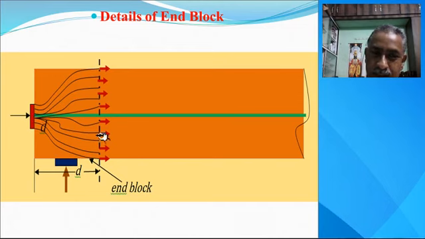And here it is observed that at a distance of d, that means the effective depth, the stress distribution is even. That means from this portion to the remaining portion of the beam, it is constant, and that's why this portion is called the end block, where the stresses are very high. This is the single plate.